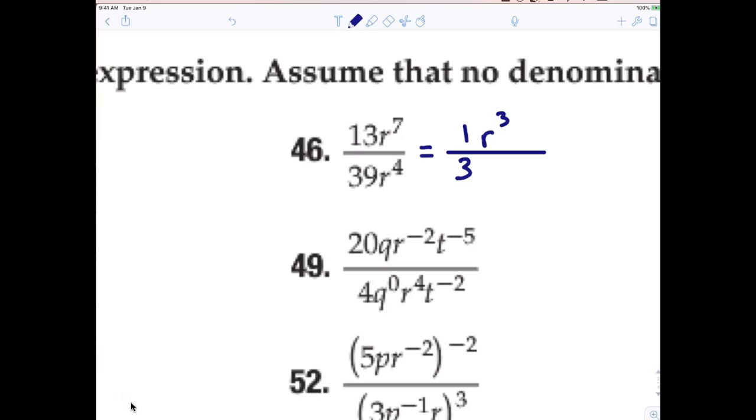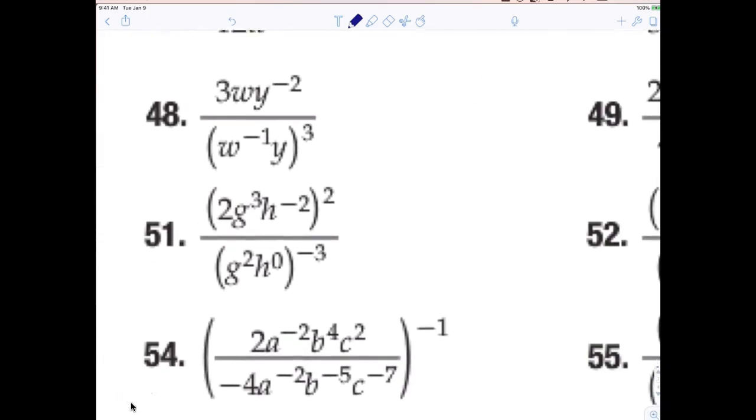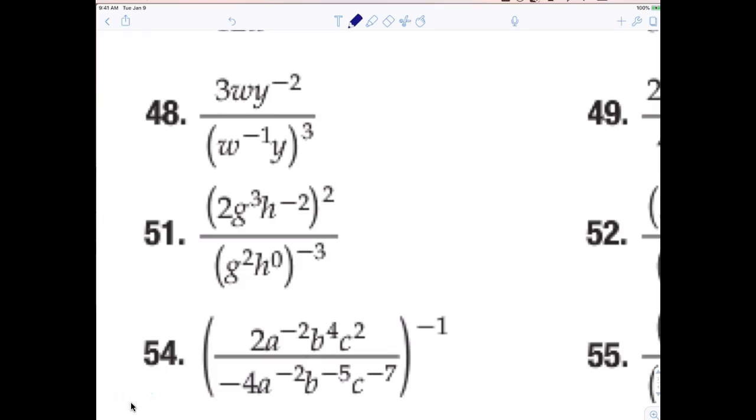Anybody have any issues? Come on. Still with me? Any issues with 46? All right. Will, tell me about 48, buddy. So, no, wait a minute. That's not in parentheses. Oh, I just put. Right?